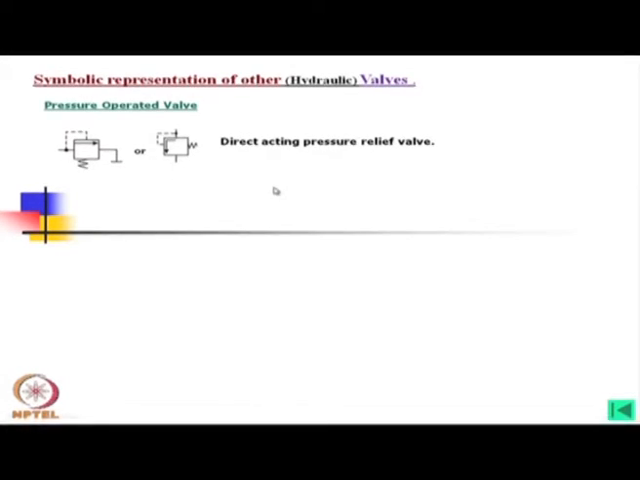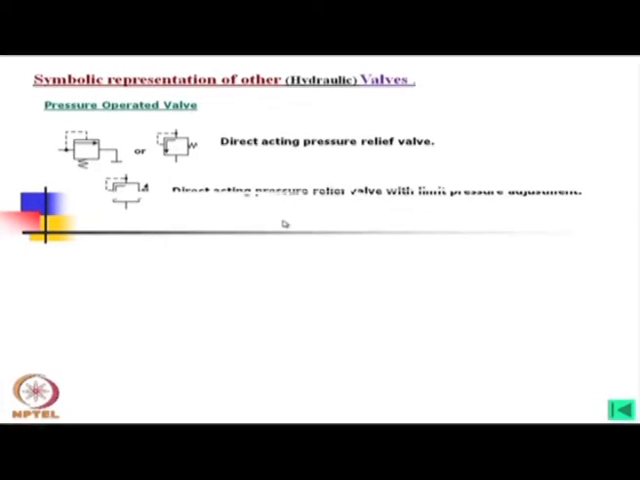In fact, if you look into the pressure relief valve symbols, many other symbols are also used. Now, ISO has standardized one, and probably this one is close to the ISO one. Now, what is the difference here? We find in this a spring direct acting pressure relief valve with limit pressure adjustment. That means, in this valve we can adjust the spring strength to limit the pressure.